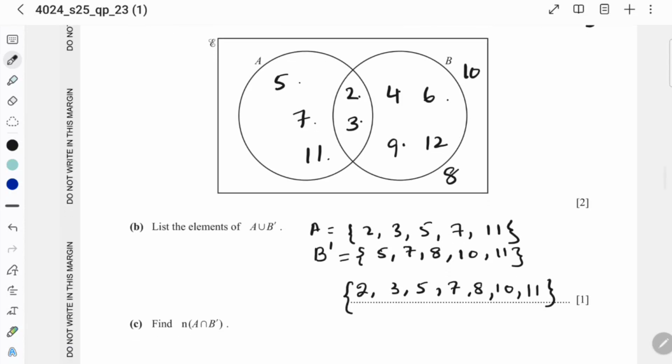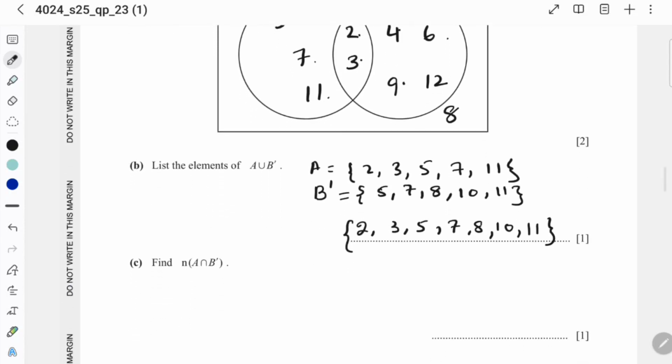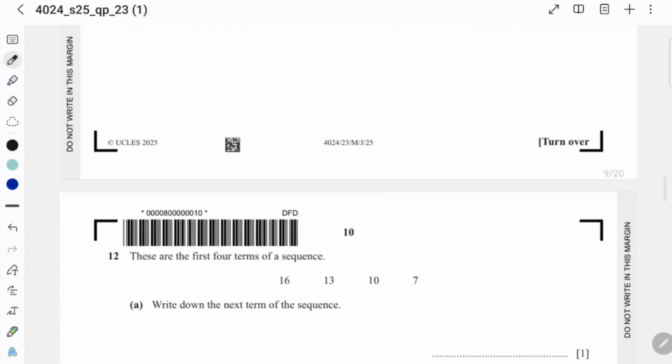Now the number of members in part C, A intersection B complement. In A intersection B complement, 5 is the same, 7 is also the same, and 11 is also the same. So 5, 7 and 11 are the members. There are 3 members in this set. Okay, now go to the next question.